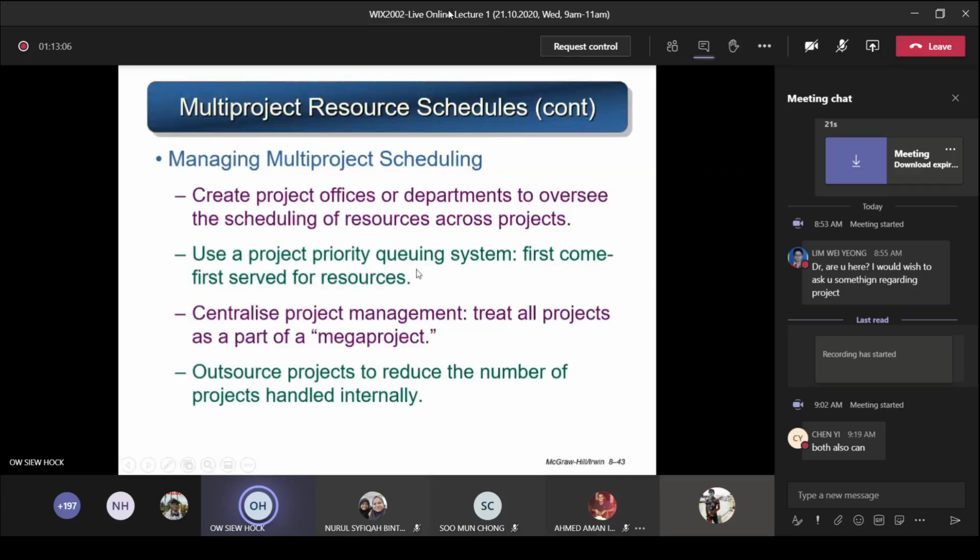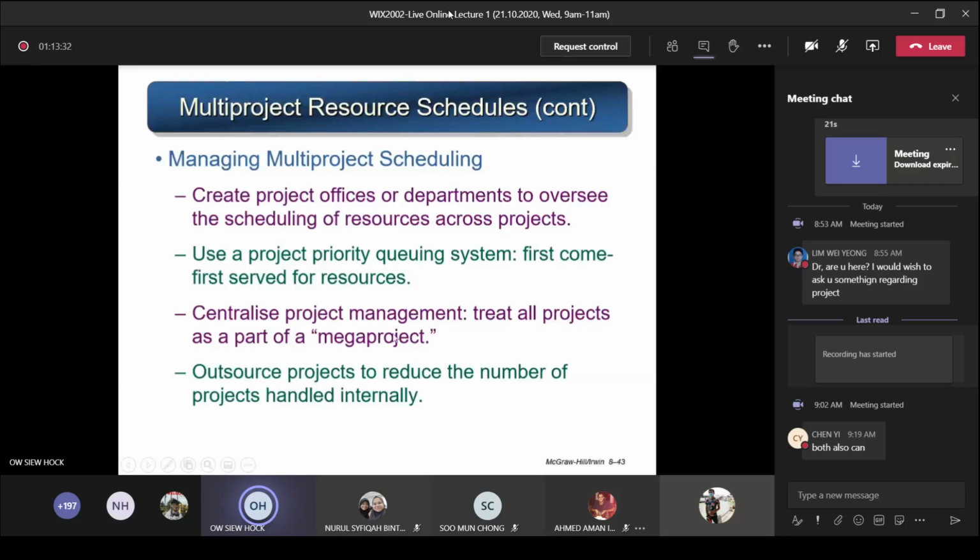Another method we use is called first come, first served. So you use a project priority queuing system. Whichever project is of higher priority, I give to first. Of course, a project that is ongoing, you cannot say stop it and give the resources to another project. If this project is also ongoing and is higher priority, you will continue to give it the resources required. So, first come, first served.